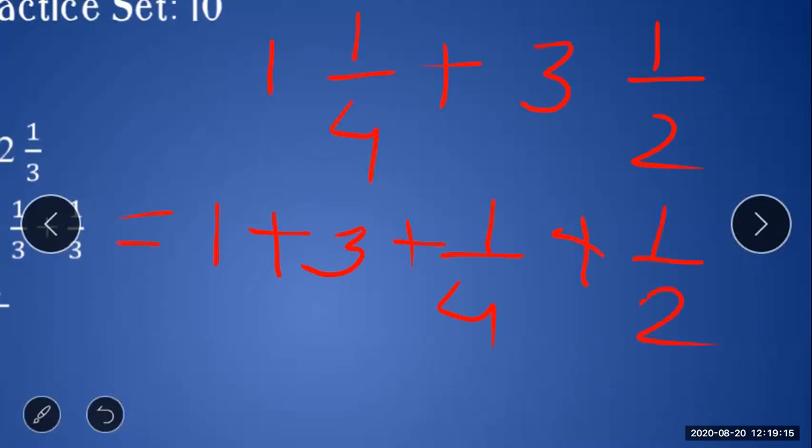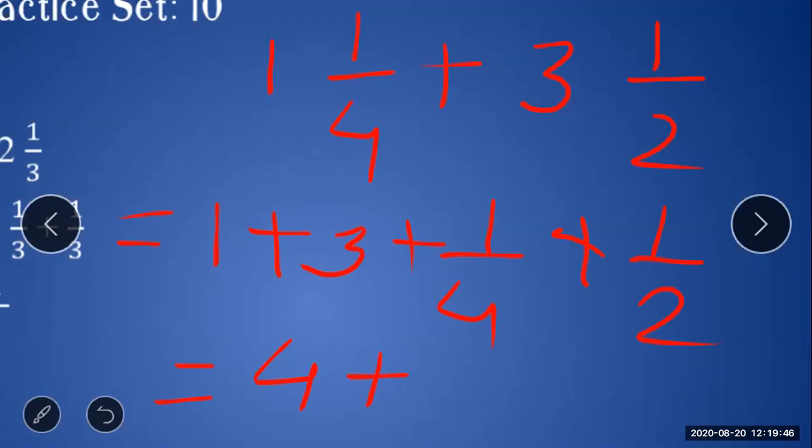See what I have added? 1 plus 3, this is my integral part, and I have added the fractional parts, that is 1 upon 4 plus 1 upon 2. Now my next step: 1 plus 3 will become 4 plus. Now here, see, there is no common denominator. So what is our next step? Make the denominator common.